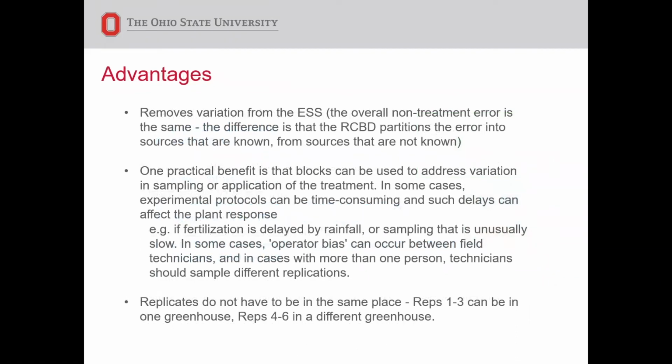So to summarize here, the advantage of the randomized complete block design is that we remove variation from the error sum of squares, making the error sum of squares smaller. Overall, the non-treatment error, that is the sum of the true error and the block error, is going to be the same. The difference is that in the randomized complete block design, we partition the error into sources that we know, that is between the blocks, and sources that are not known. This is the true experimental error.